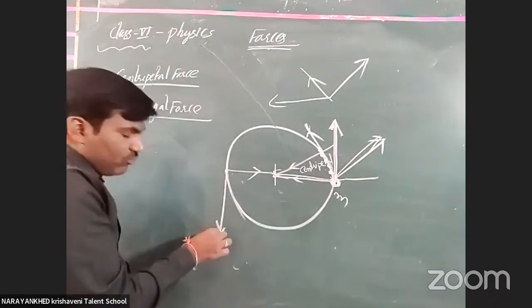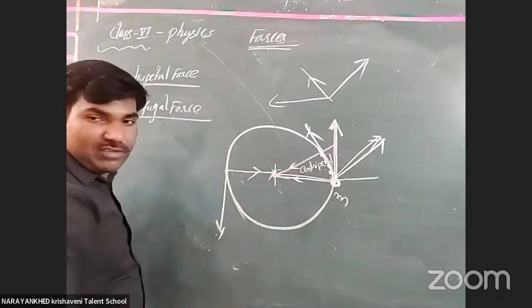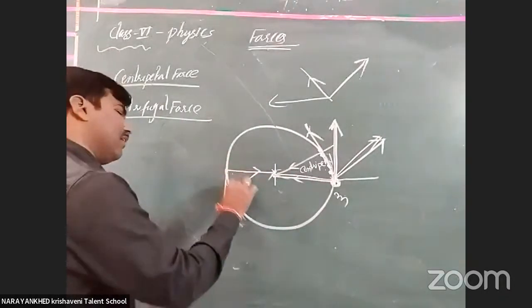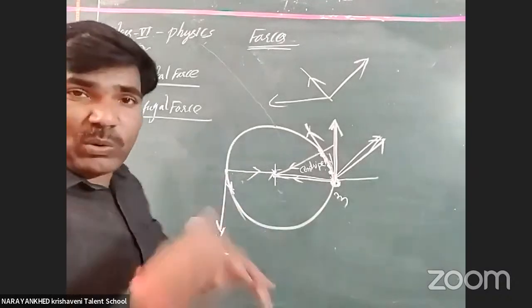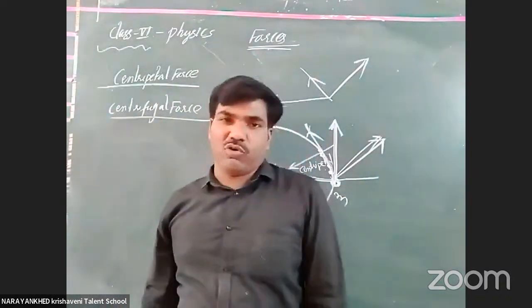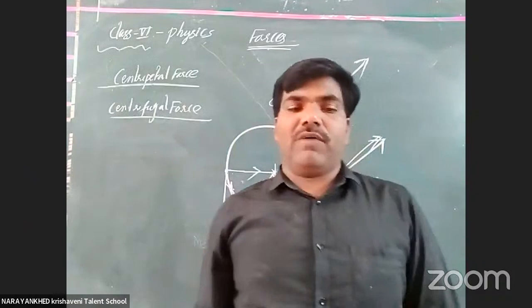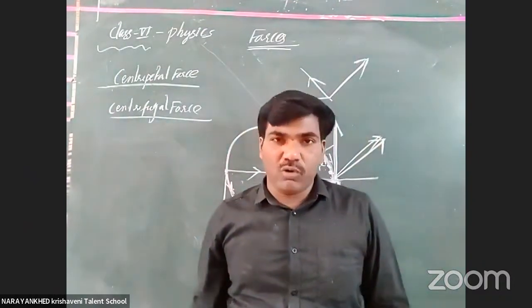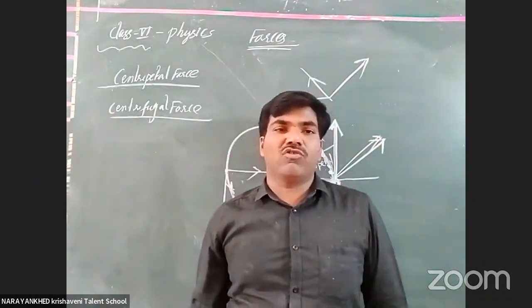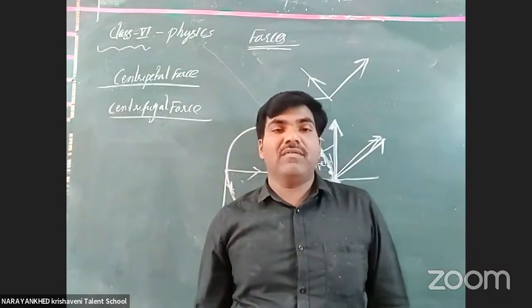But it does not move in this direction. It follows the selected mean path. In this way only the body gets into a circular motion. There is circular motion at every point.